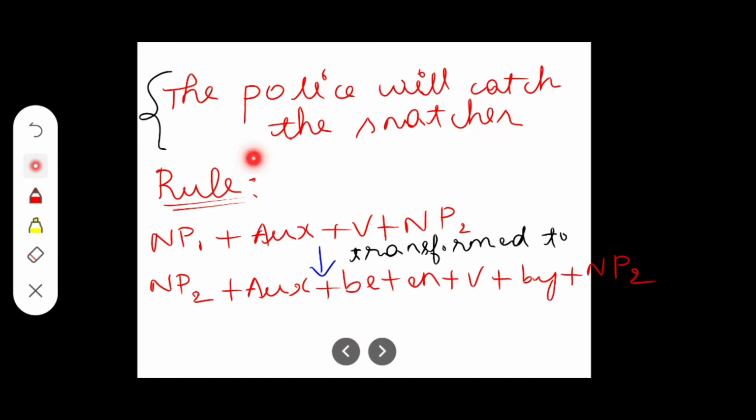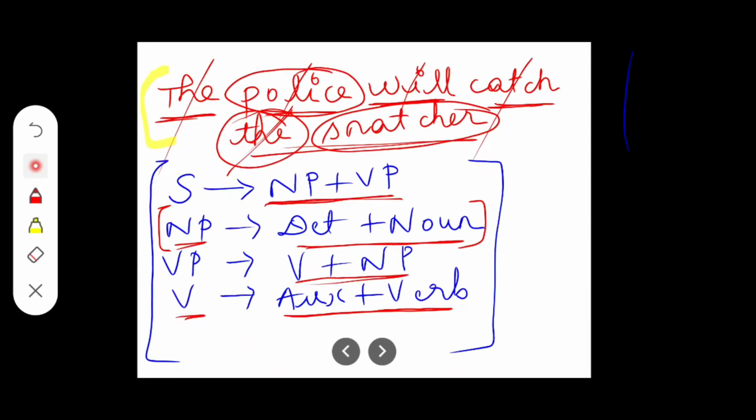So now in this video I am explaining how to transfer the given sentence into passive voice or from passive voice to active voice. So in this video I'll be explaining how to convert the sentence to passive voice. In the previous video I have explained constructing the parse tree, which is in the form of active voice only. So that is this: the police will catch the snatcher. This is the active voice sentence. And now how to convert this sentence to passive voice?